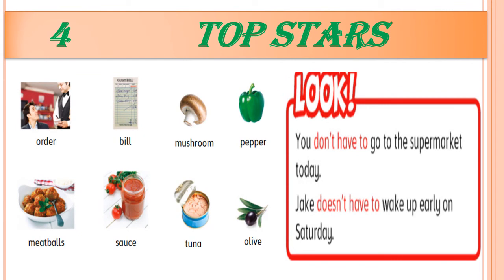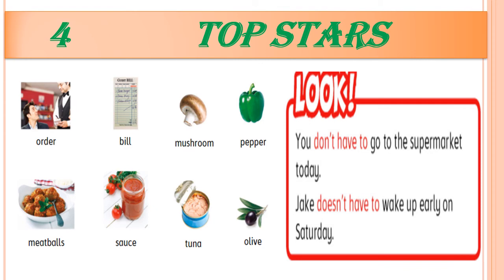My students, now we are going to read or study unit 4 or model 4 top stars. Here we have some important vocabs. We must memorize them and understand the meaning of them. Order. When you go to a restaurant, you order something to eat or drink. Bill. After you finish eating something at a restaurant or drinking something in a cafe, you must pay a bill. Pay a bill, to pay money.